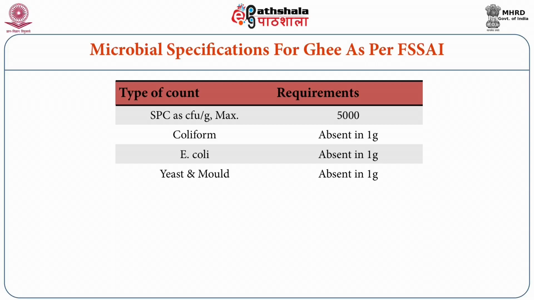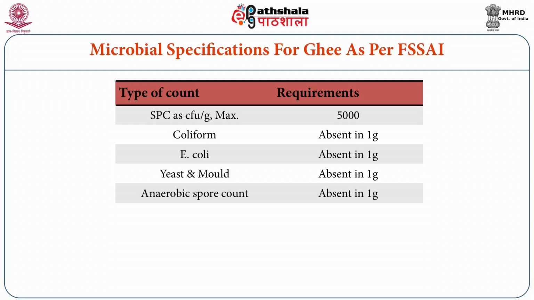The next one is yeast and mold count, which should again be absent in 1 gram. Supposing you are getting a yeast and mold count, it indicates contamination from the surroundings where your ghee is prepared or packaged. So again, take strict hygienic practices so that you get absent in 1 gram in terms of yeast and mold. Next, anaerobic spore count.